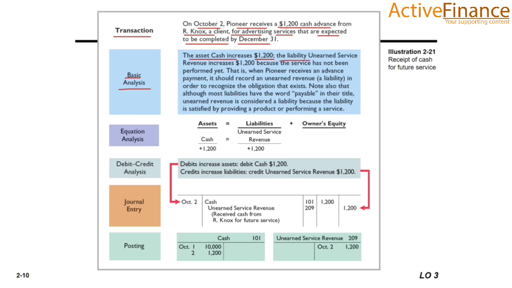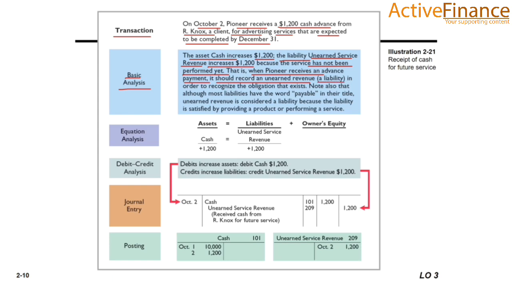The liability is unearned service revenue. We have learned that if we receive an amount in advance and we haven't performed the services, it is our liability. So the liability also increases by 1,200 because the services have not been performed yet. That is, when Pioneer receives an advance payment, it records unearned revenue. So it is a liability.